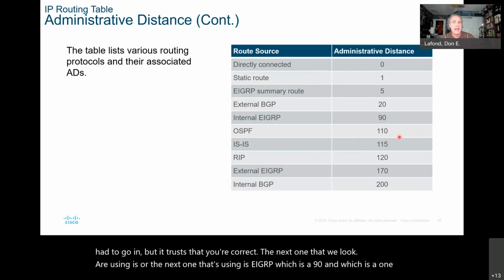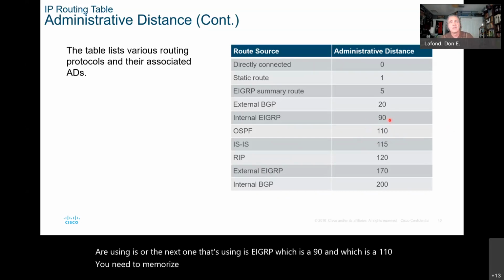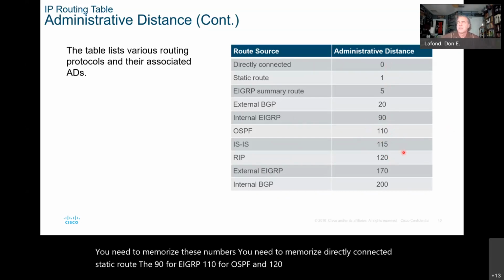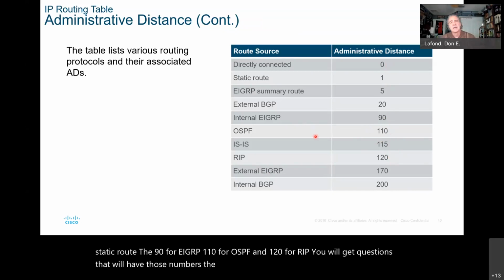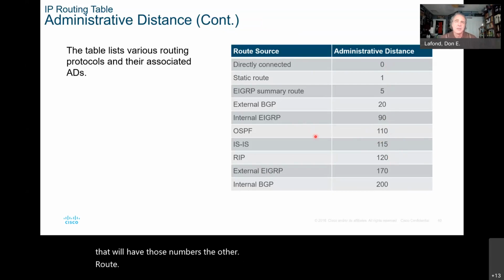You need to memorize these numbers. You need to memorize directly connected, static route, the 90 for EIGRP, 110 for OSPF, and 120 for RIP. You will get questions that will have those numbers. The other routing protocols that you see here are either for ISP purposes, or they're no longer used. At least they're not taught in this class.